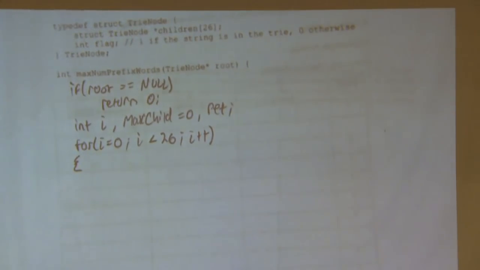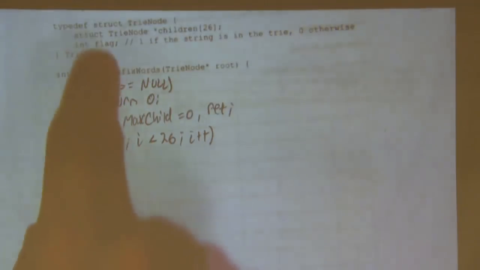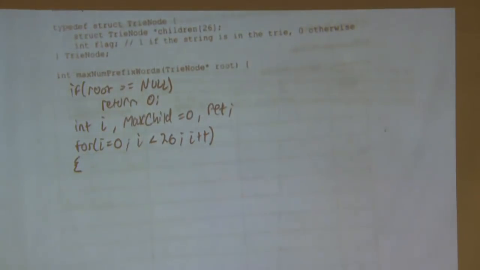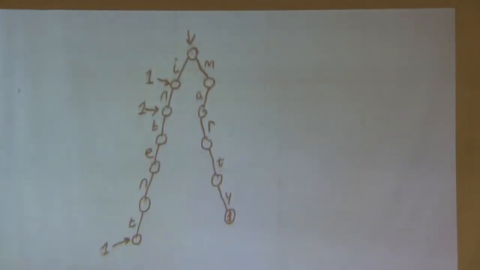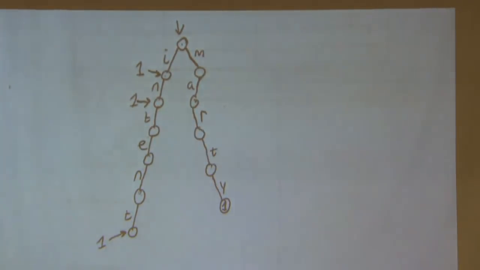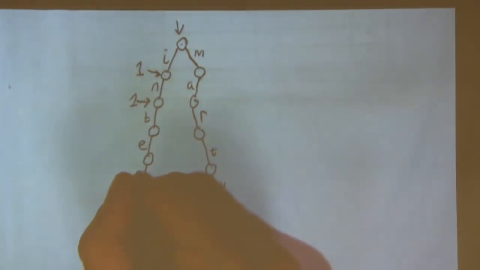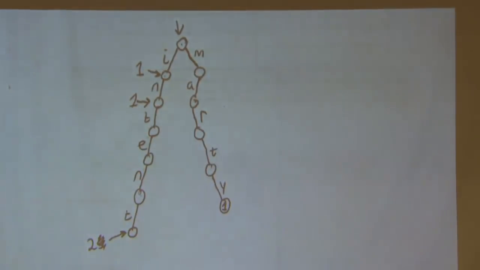And so what you would do is just compare the flag values. You can say a word is in a trie multiple times by incrementing its flag above 1, right? So in this case, if I wanted to say that intent was in the trie twice, I would just change this 1 to a 2, right?